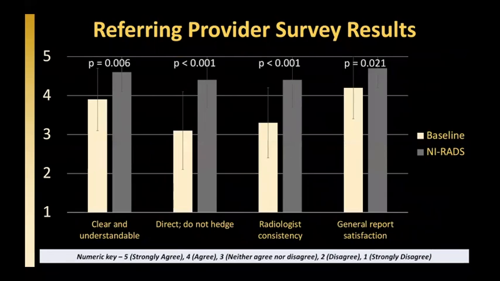Here is a comparable graphical representation of referring provider responses to some of the survey questions. Compared to baseline freeform neck CT reports, the referring provider survey results indicate NIRADS reports to be more clear and understandable, and also to be more direct and less likely to hedge. Referring provider survey results also indicate a perception that NIRADS improved neck CT consistency from baseline and that general report satisfaction was higher following NIRADS adoption.